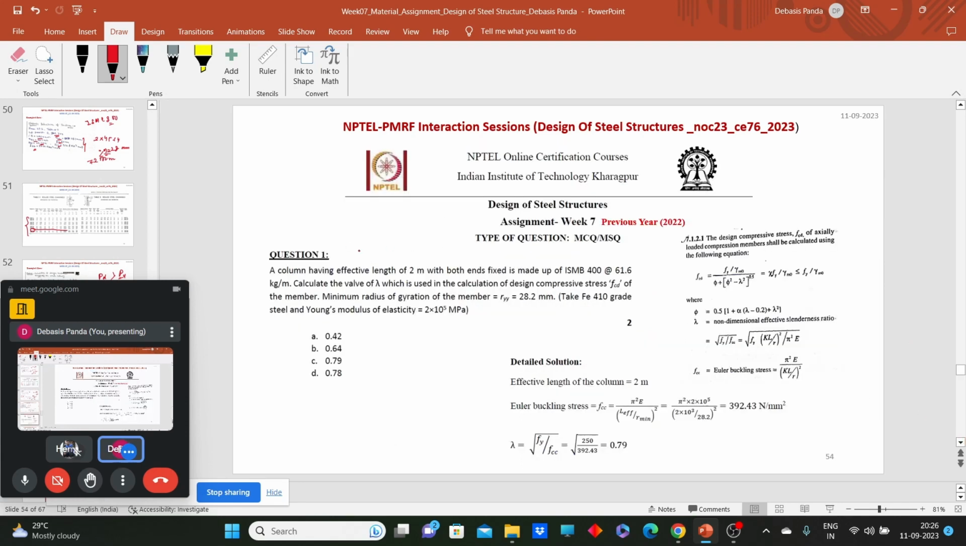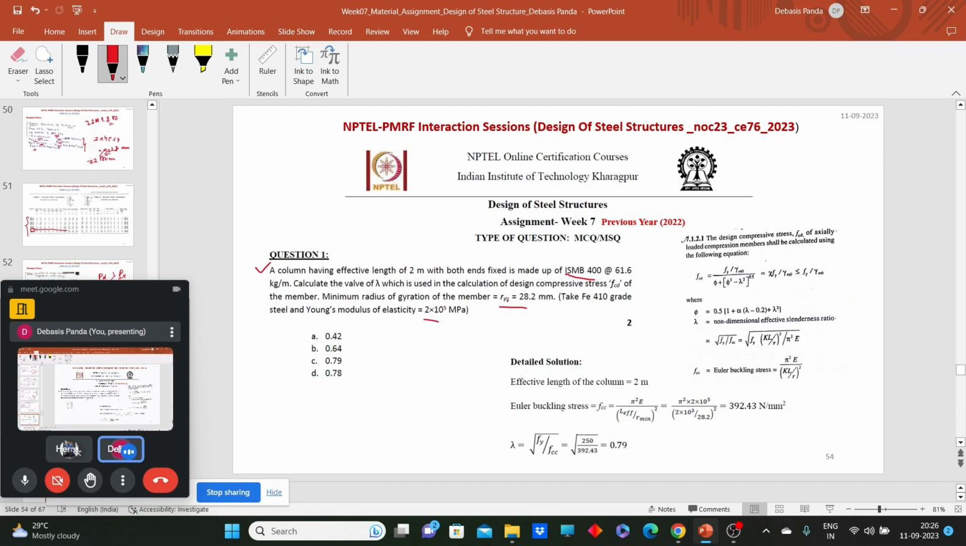Okay. So first question. What is the question? The first question says a column having effective length 2 meter. Effective length is given with both ends fixed, so we don't need the end condition. Now this column is made up of ISMB 400, and the radius of gyration about the YY axis is given as 28.2 mm. And the modulus of elasticity is given.